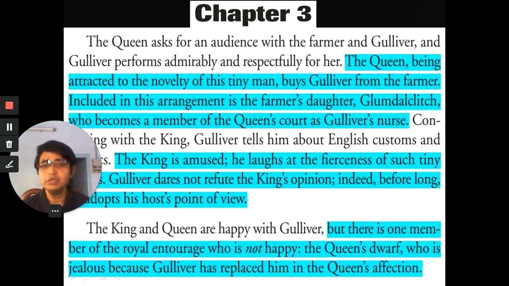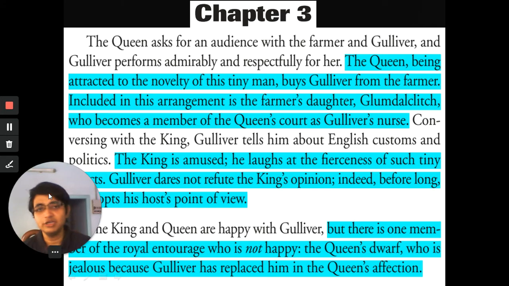In the land of Lilliput we see the king's influence, and here too the queen's influence is at work, and then of course the king will enter later. The queen, being attracted to the novelty of this tiny man, buys Gulliver from the farmer. Included in this arrangement is the farmer's daughter, Glumdalclitch. So it's almost like a package.